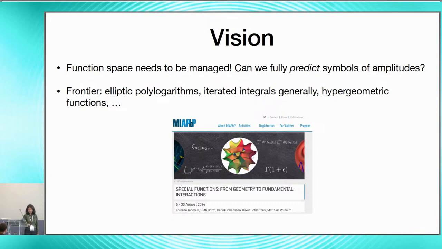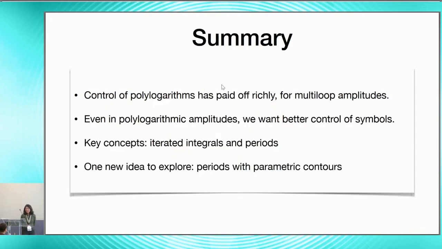So to close, I just want to say, control of polylogarithms has paid off richly. We built upon that a lot in the last decades for multi-loop amplitudes, Feynman integrals. Even in those cases, we do want better control of the symbols. Key concepts that we can take farther beyond polylogarithms are iterated integrals and these kind of periods, just constructing integrals for our functions by looking at contours and differential forms and how they work together.